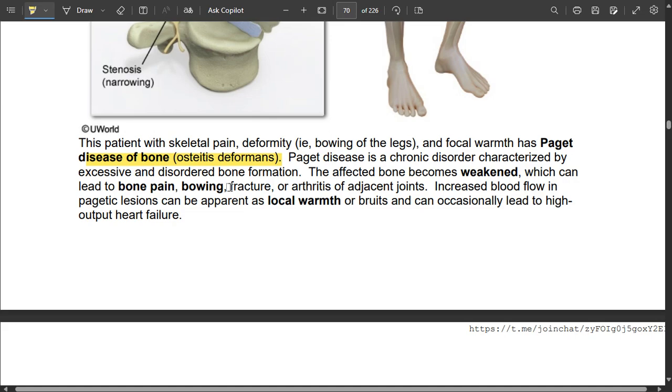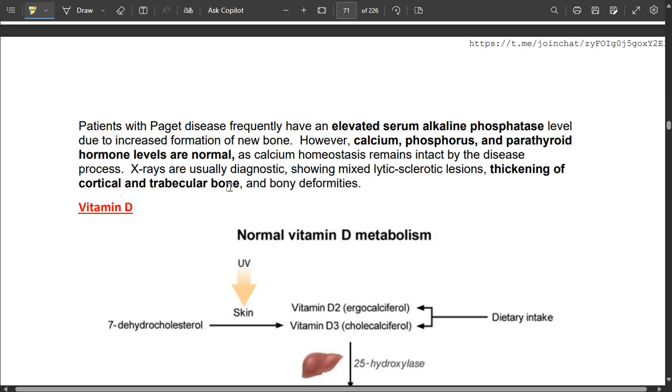Increased blood flow in the pagetic lesions can appear as local warmth or bruit and can occasionally lead to high output cardiac failure. So in the affected area, blood flow is increased, so a bruit can be heard, and it can also cause high output cardiac failure. Patients with Paget's disease frequently have an elevated serum ALP level due to the formation of new bone. However, calcium, phosphorus, and parathyroid hormone are normal. In the patient with this disease, calcium and hormones remain unaffected by the disease process.